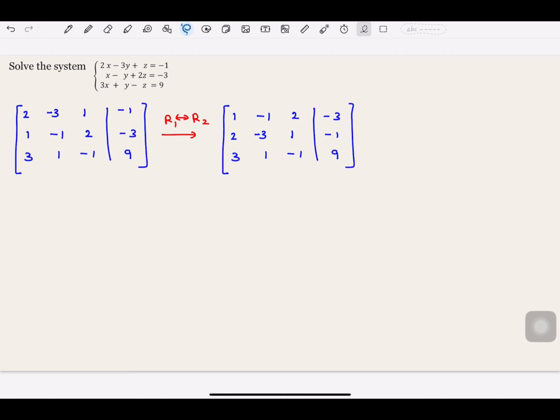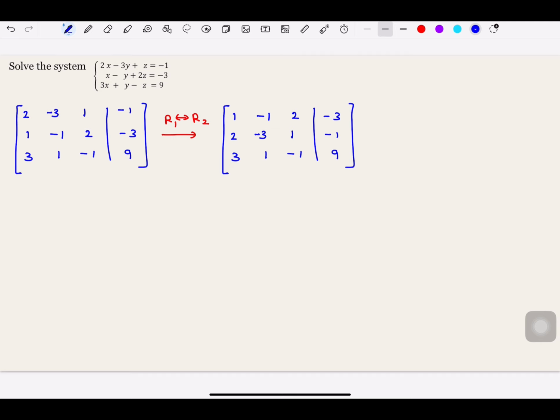Okay, now we need to get zeros as the first entry in the second row and the third row. To get zero as the first entry in the second row, we have to multiply the first row by -2 and add it to the second row. In order to get rid of this 2, I'm going to multiply the first row by -2 and add it into the second row.